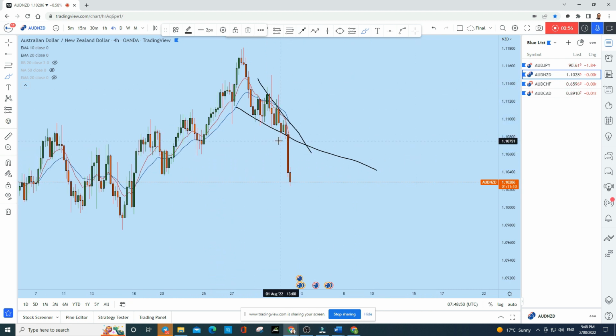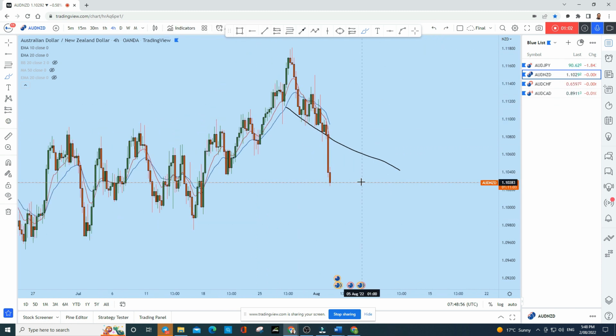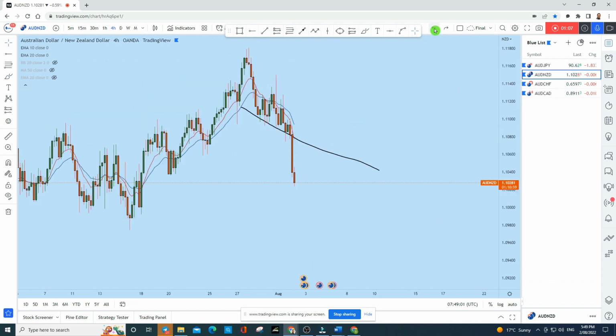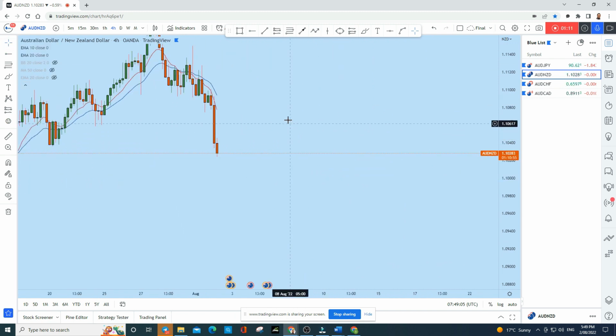You can see that this is the support here, and from this support has been broken to the downside. At this point we have seen a strong breakout with AUDNZD after the news announcement. Now we see the price is creating strong bearish price action. At this point, how can we trade AUDNZD?